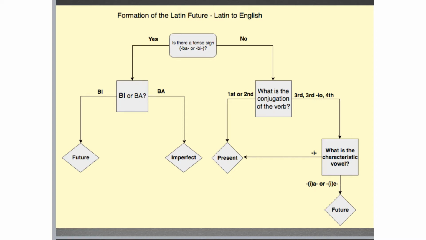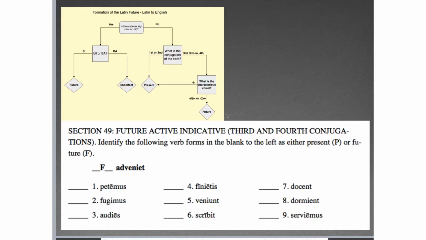As I said, just like a regular old flowchart, you just move right through it, do what it says, answer the questions, and that at least will formalize, hopefully, the way to do this. It should be a little more natural as you get better at it, as you practice more with it, but this might be a good way to practice and get used to that. All right, so these are all single vowels here, right? So petemus, fugimus, audies, finiatis, veniunt, scribet, etc.